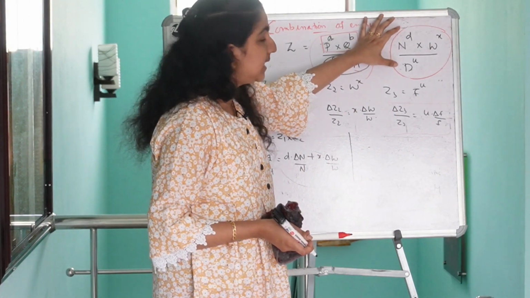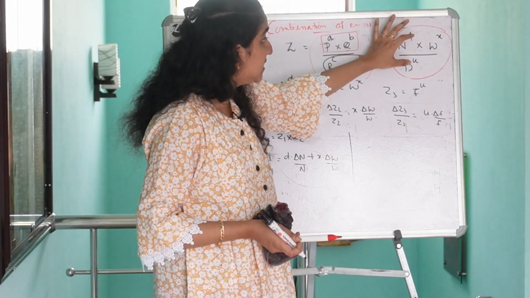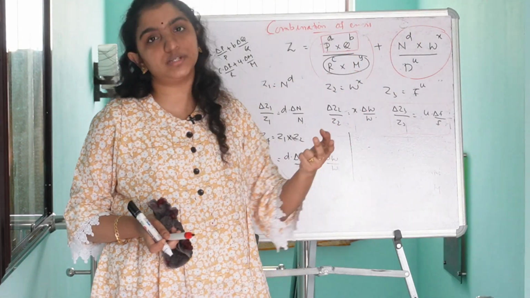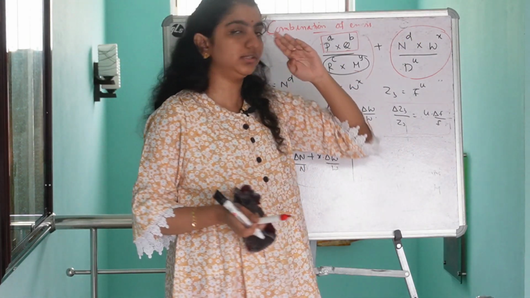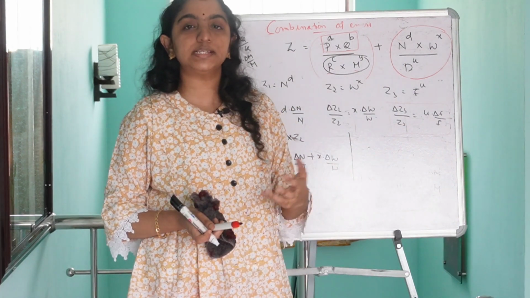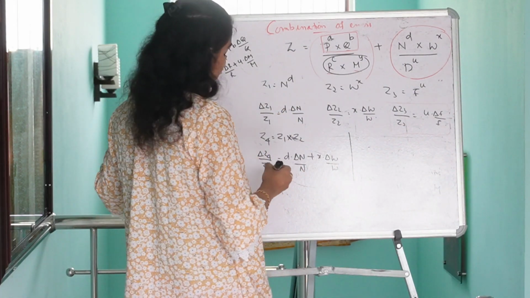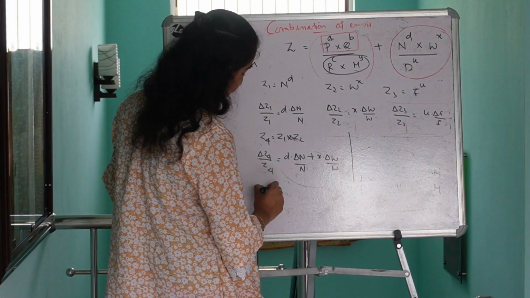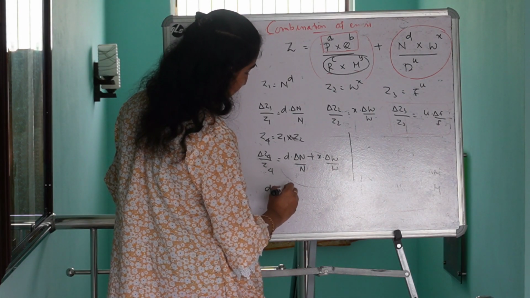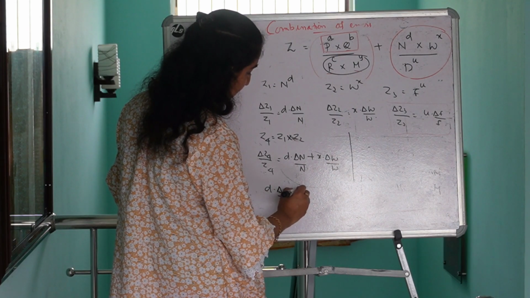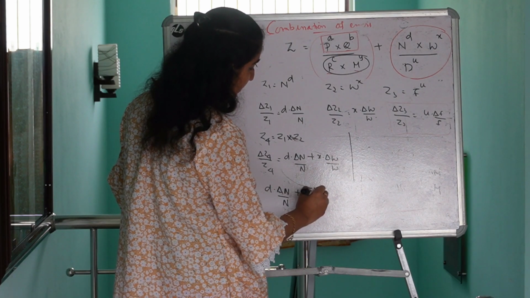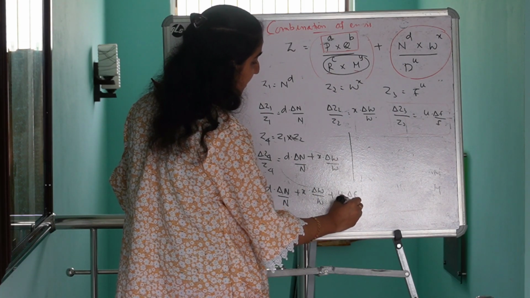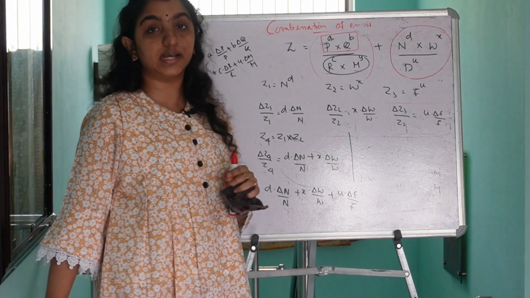Yes, for obtaining the resultant we are dividing these two terms. So when we are dividing two physical quantities, the relative error in the resultant is nothing but the sum of the individual relative errors, isn't it? So we can say d into del n divided by n plus x into del w by w plus u into del f by f. Is it clear, guys, up to this?